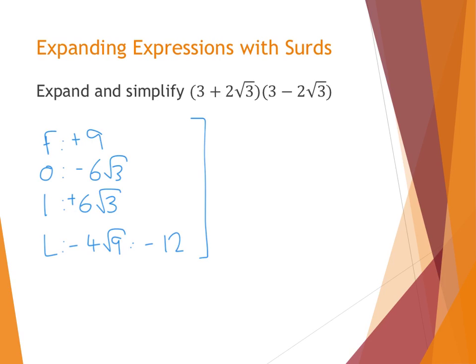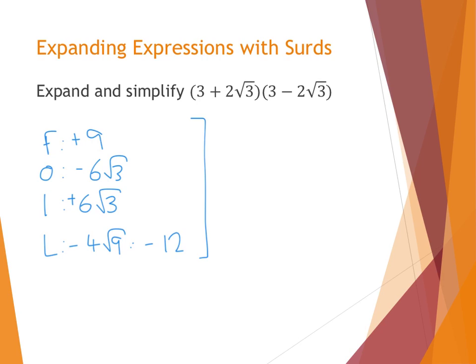Okay, I'm just going to quickly talk through this one. So we've got our firsts giving us 9, the outers here and the inners. Watch out for the sign here. This is then our slightly more technical part. We've got a plus times a minus giving us our minus, 2 2's giving us 4, and root 3 times root 3 giving us the root 9. So overall that gives us minus 12.